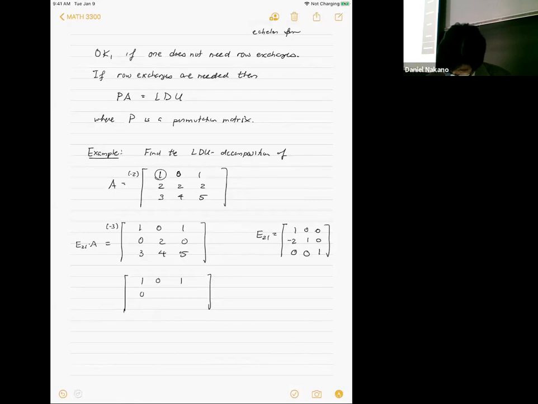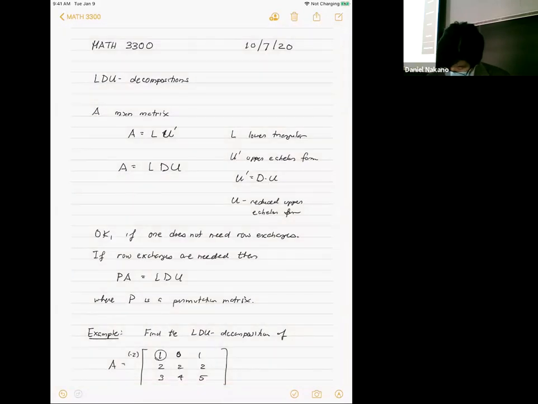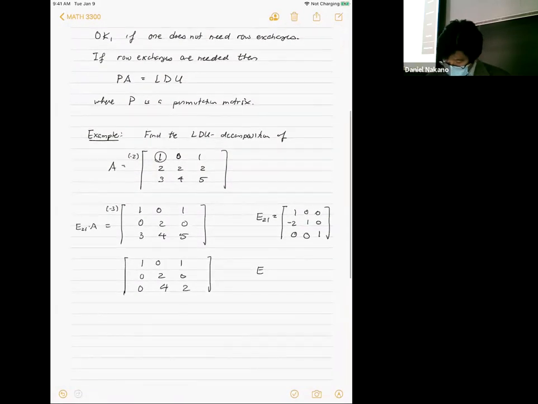So 1, 0, 1, 0, 2, 0, and then what's the bottom row? 0. Next one is what? 4. Okay, next one? 2. And what multiplier do we have to use here? What's the subscript? E31. Thank you. Okay, so let's look at what we do. 1, 1, 1. Okay, the zeros. We're going to put what in the 3, 1 spot? -3. Okay, so that's -3 here and 0 there.